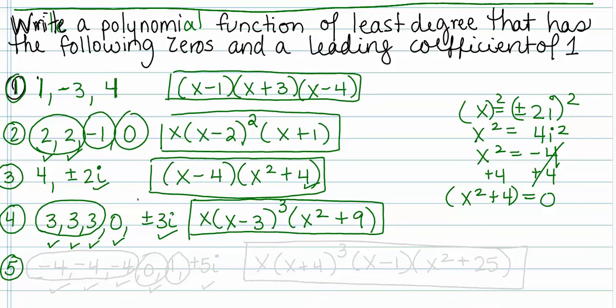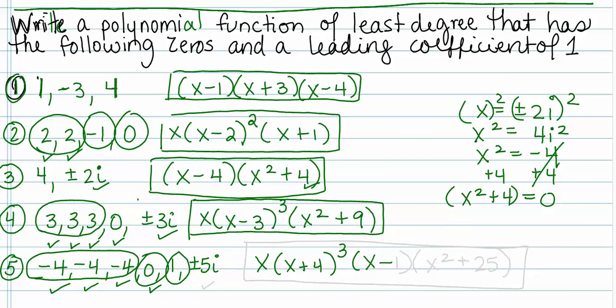Number 5 is negative 4 three times, a 0, a 1, and a plus or minus 5i. Alright, let's see. The negative 4 came from an x plus 4, and it appears 3 times. The 0 came from a regular x. The 1 came from an x minus 1. And the plus or minus 5i came from x squared plus 25. There you go. And that's how you write polynomial functions from zeros.